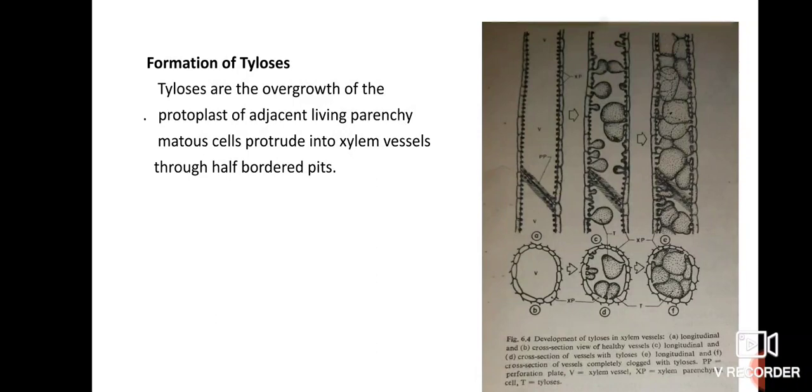In sweet potato, wilt caused by the fungus Fusarium oxysporum, tyloses in some varieties are formed abundantly and quickly before the pathogen and thus bring about resistance, as this prevents the further spread of the pathogen. So this diagram is showing the formation of tylosis.